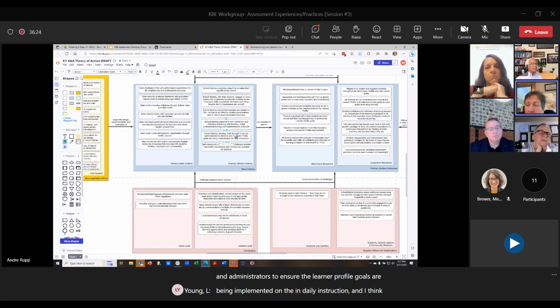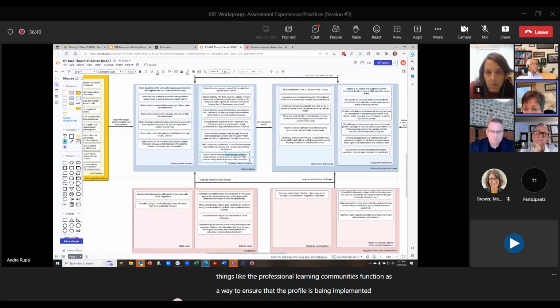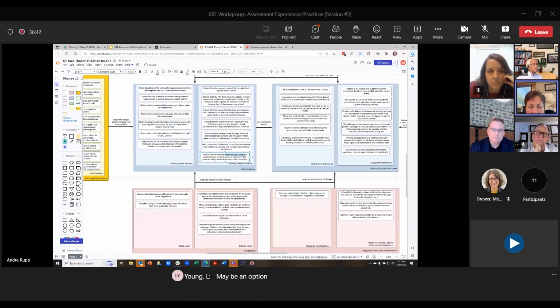And I think those tools could be myriad and more modern. Things like professional learning communities function as a way to ensure that the profile is being implemented. Walkthroughs may be an option. The teachers' professional growth goal setting could be an option.